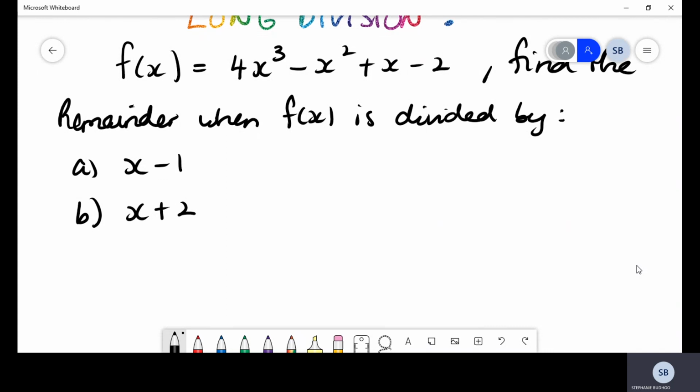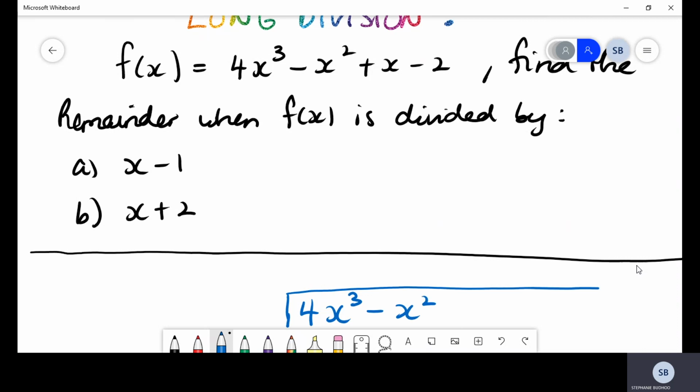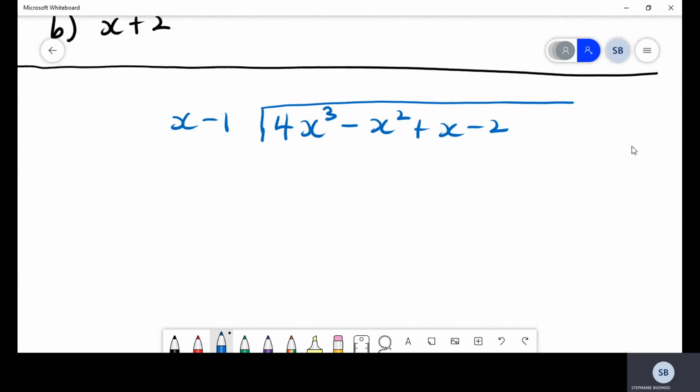So I'll draw a line here, and I'm going to set up my long division over here. So we have 4x cubed minus x squared plus x subtract 2, and we are going to divide by x minus 1. Okay, so let's try this question here.